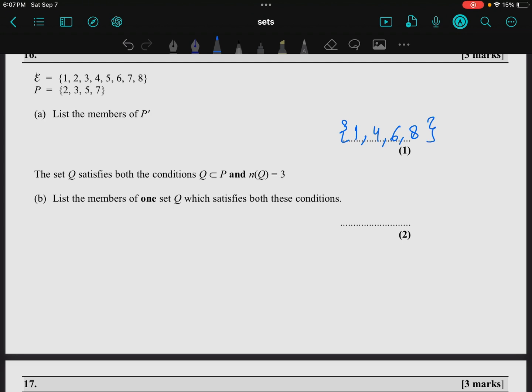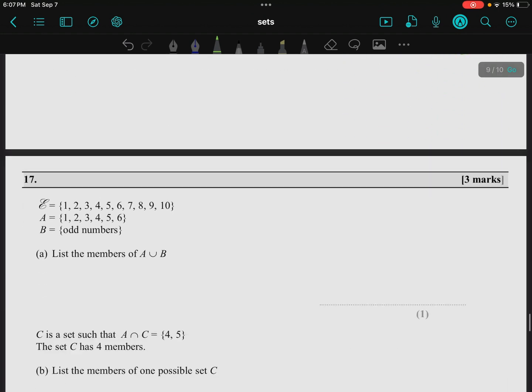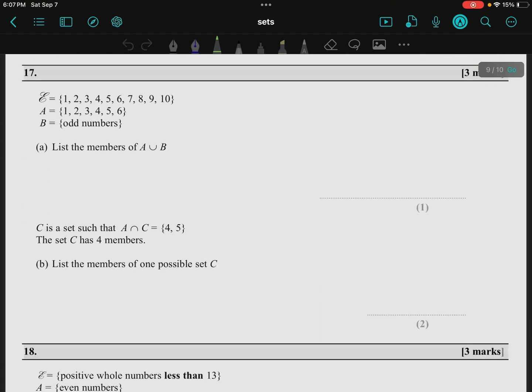The set Q satisfies both the conditions. Q is a subset of P and n of Q, that is the cardinal number of Q, is equal to 3. List the members of one set Q which satisfies both these conditions. Set Q is a subset of P means every element of Q should be in P. That means 2, 3, 5 I can take. It is satisfying both conditions. This set is a subset of P and the cardinal number of this set is equal to 3 also.